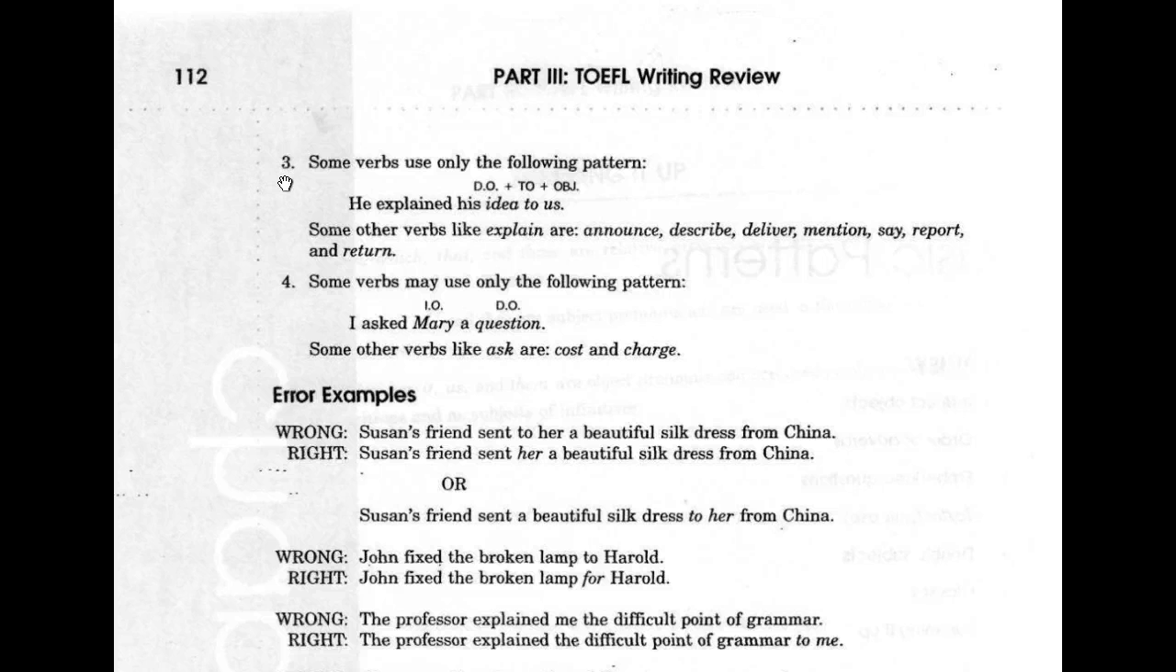Here we have another pattern. They follow this pattern: direct object, object with to. He explains his idea to us. Well, we've had that example in the other ones, but it's used a lot with these types of words: announce, describe, deliver, mean, say, report, return. He described his idea to us.